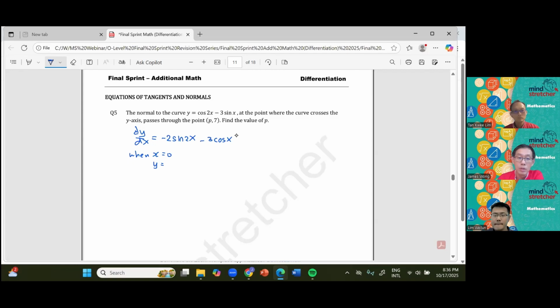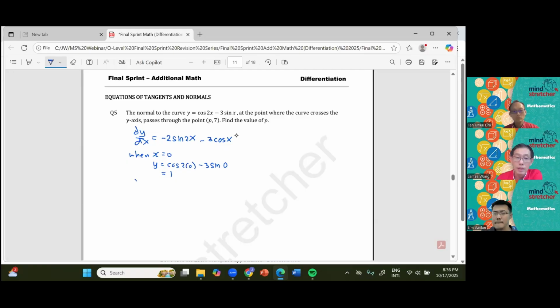So in this case, my y will be equal to... cosine 0 is actually 1. Maybe I just write it down for you. 2 times 0, and then I have 3 sine 0, right? So for this, you will get 1, because cosine 0 is 1, right? Sine 0 is 0.